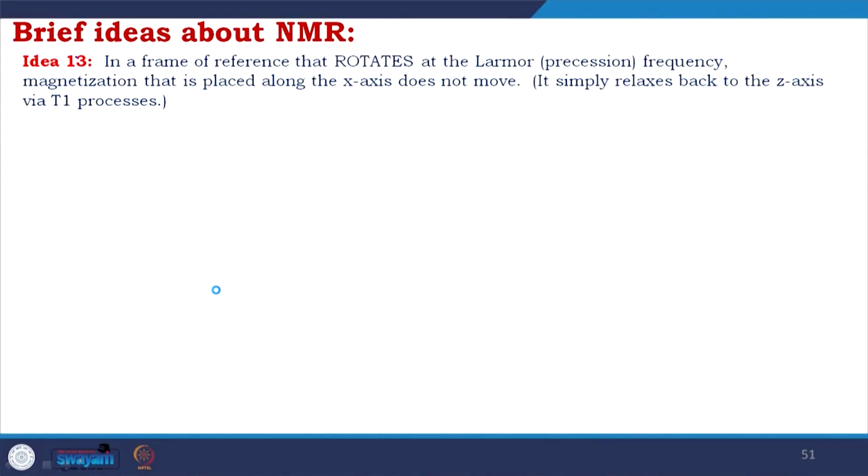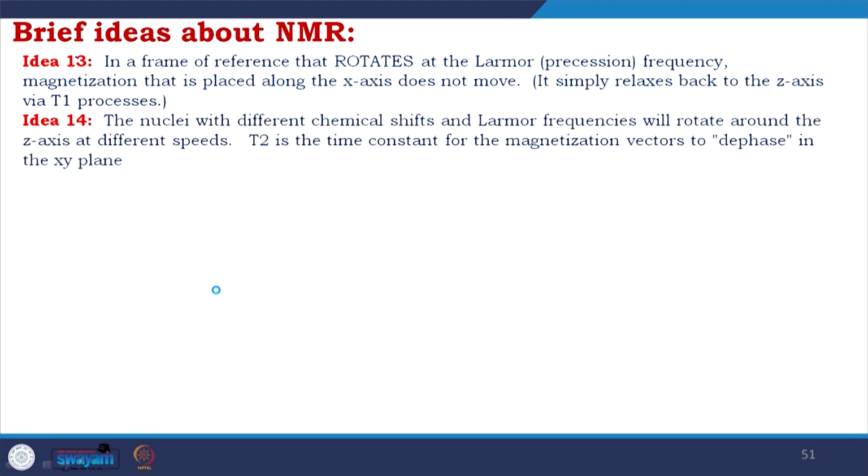In a frame of reference that rotates at the Larmor precession frequency, magnetization that is placed along the x axis does not move, it simply relaxes back to the z axis via the T1 process. The nuclei with different chemical shifts and Larmor frequencies will rotate around the z axis at different speeds. T2 is the time constant for the magnetization vector to dephase in the xy plane.